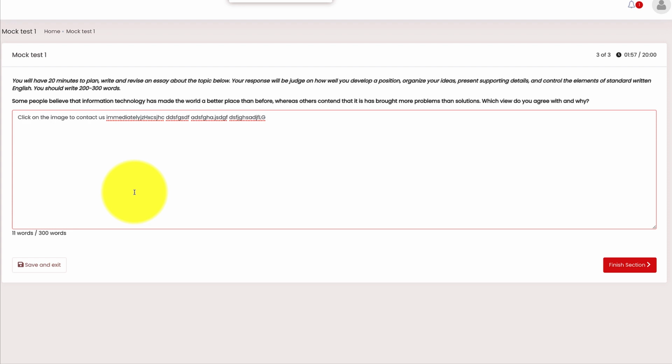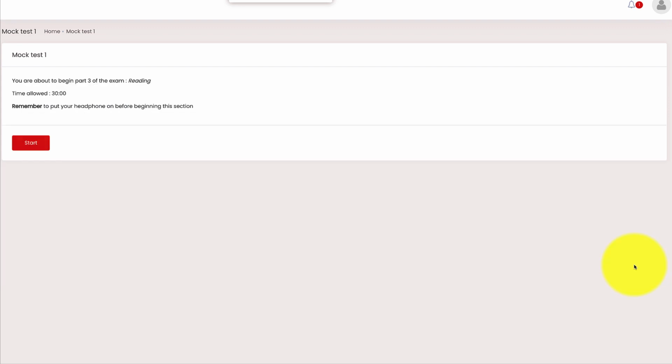Then your writing section starts, which starts with summarize written text, where you read a passage and write its summary in less than 75 words in 1 sentence, for which you are given 10 minutes per question. And essay writing, in which you write an essay, for which you get 20 minutes. The word limit is 200 to 300 words. After that is done, you go to the next section, that is reading. So let's finish this section and start reading.